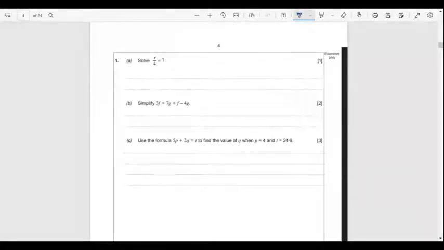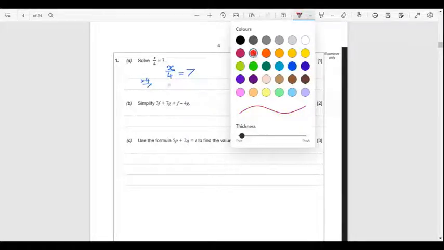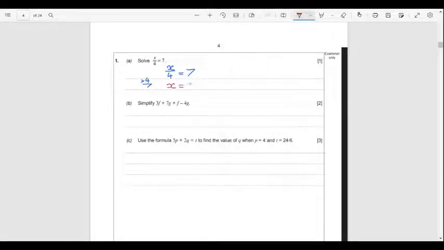So first question is x divided by 4 is equal to 7. The opposite of dividing by 4 is multiplying by 4. So that gives us a final answer of x is equal to 28.